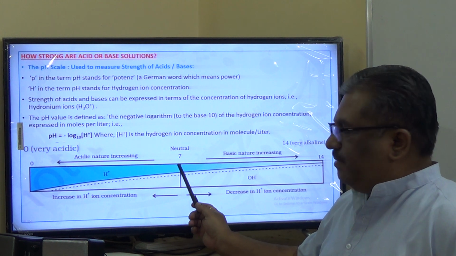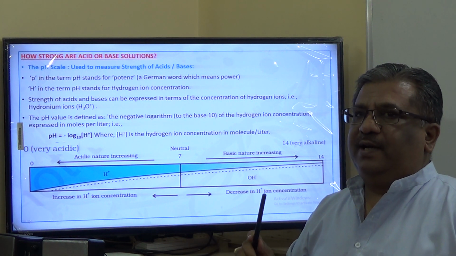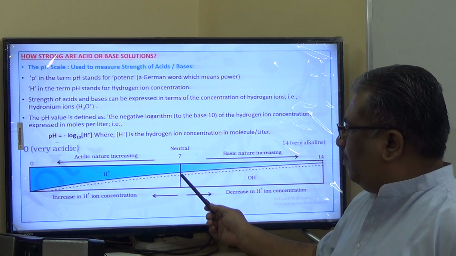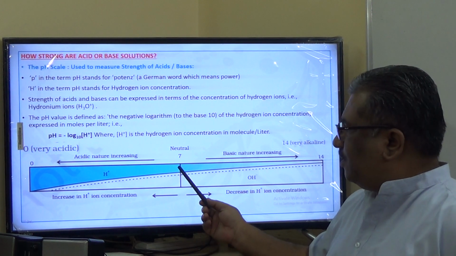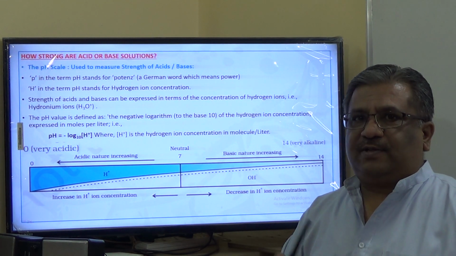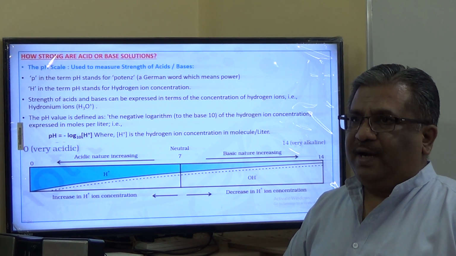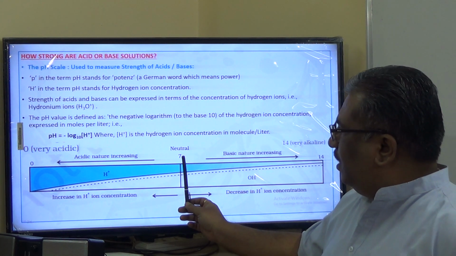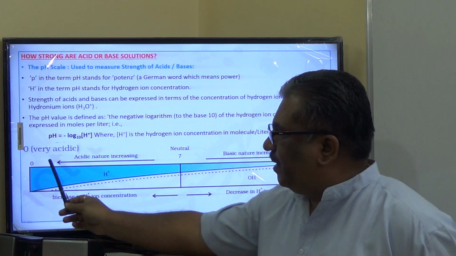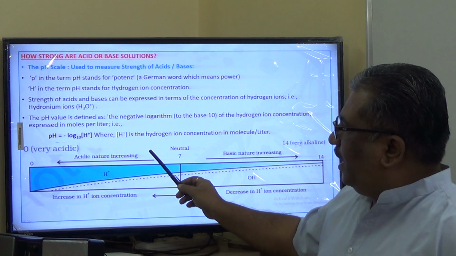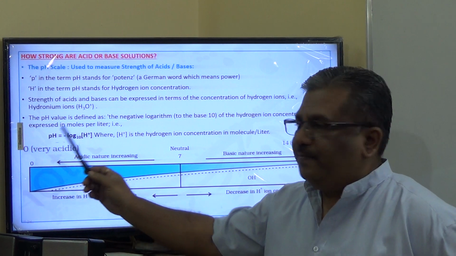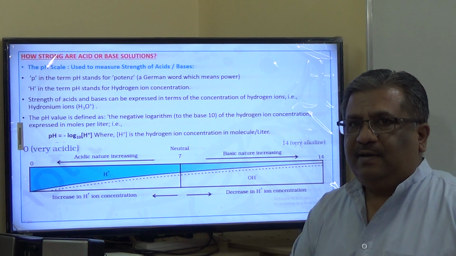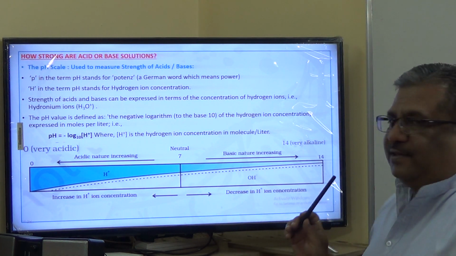If pH is 7, then the substance is said to be in neutral condition, meaning H plus ion concentration and OH minus ion concentration will be equal in that substance, and therefore the pH is said to be 7, and which is neutral. If the pH number is less than 7 up to 0, then acidic nature of the substance increases. If pH number is above 7 up to 14, then the basic nature of the substance increases.